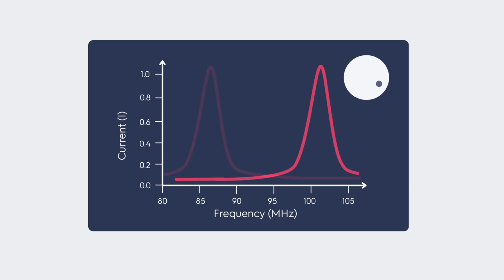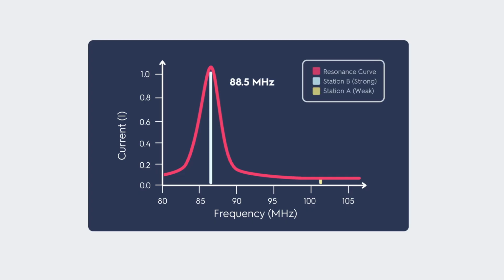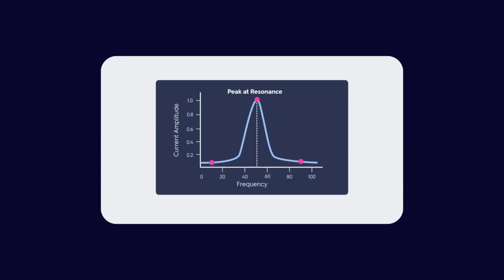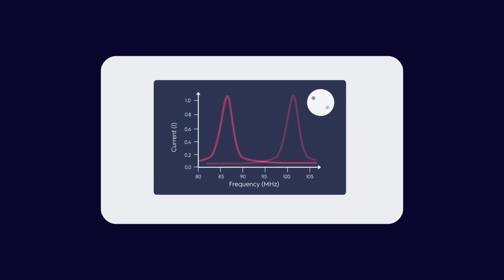So turning the knob literally slides the peak of the response curve along the frequency axis until it lines up with the station you want. Once the peak lines up with 88.5 MHz, station B produces the strongest current, so that's the station you mainly hear. So far, we have learned that resonance yields a peak response at one frequency, and tuning shifts where that peak sits.